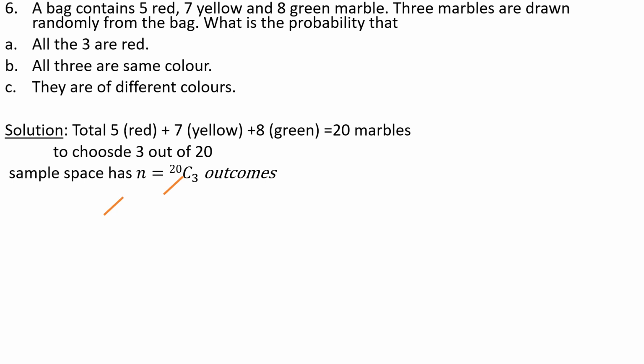So 20C3 is 20 factorial divided by 17 factorial into 3 factorial. You can expand it as 20 into 19 into 18 into 17 factorial divided by 17 factorial into 3 into 2 into 1. This 17 factorial cancels. We have 20 into 19 into 18 divided by 6.